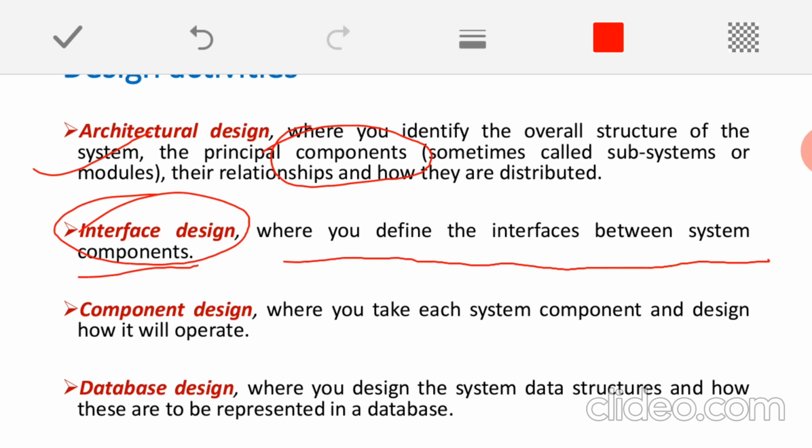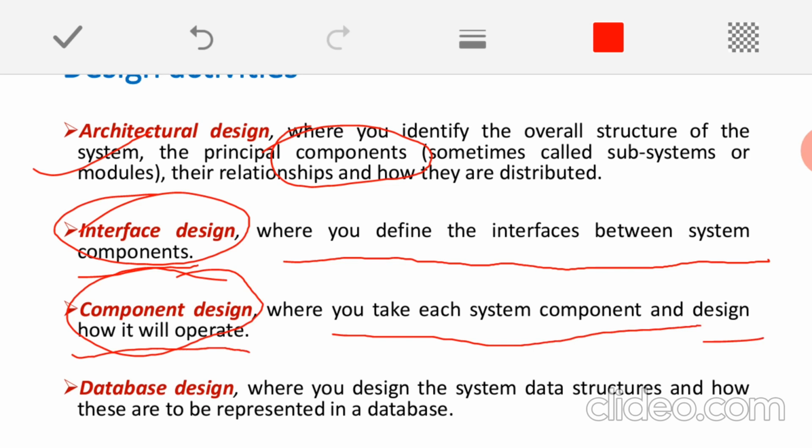So that we need to define here. And my third job is I have to design an independent and individual component itself, that is component design, where we are going to take each system component and design how it will operate.